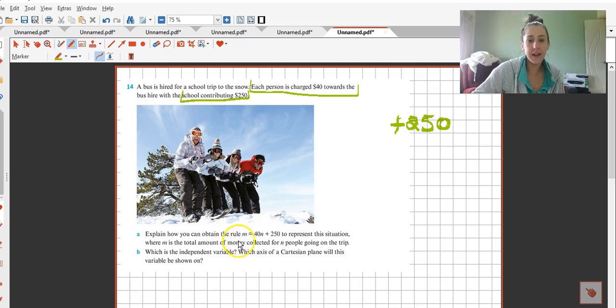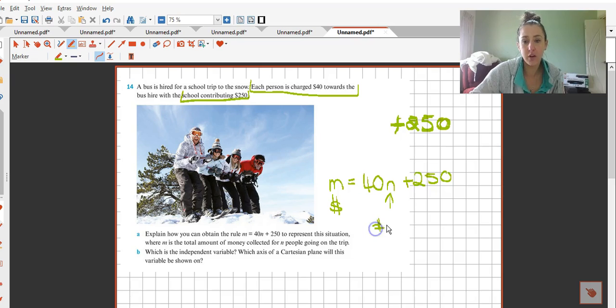It said that M is equal to 40N plus 250. So M is equal to 40 times N plus 250. M is the total money, so this is our dollars all up, and N is the number of people that go. So how did they get that? How did they obtain this?